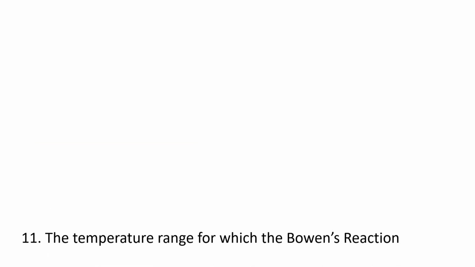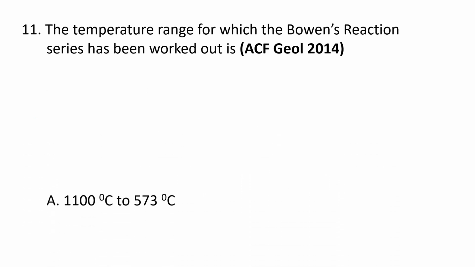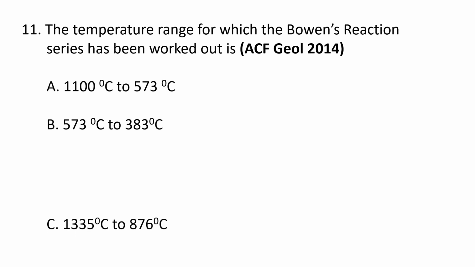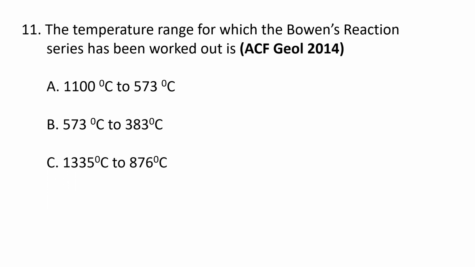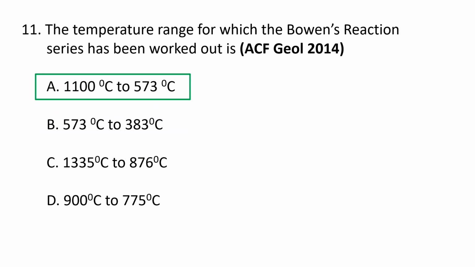Next question. The temperature range for which the Bowen's reaction series has been worked out is: A. 1100 to 573 degrees centigrade, B. 573 to 383 degrees centigrade, C. 1335 to 876 degrees centigrade, and D. 900 to 775 degrees centigrade. So the temperature range for the Bowen's reaction series has been worked out around 1100 to 573 degrees centigrade. So A is the correct option.